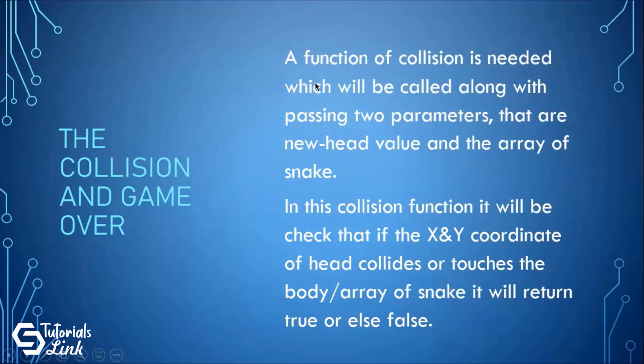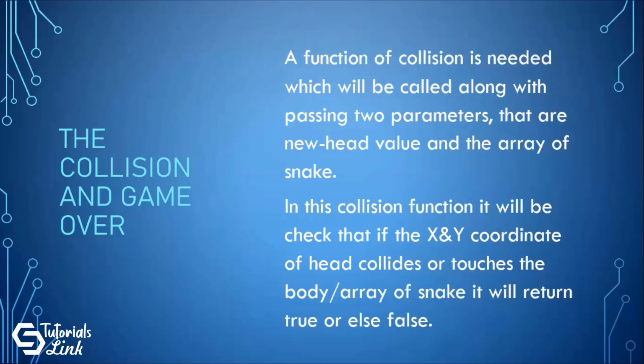The collision and game over. A collision function is needed, which we will call while passing two parameters: the new head and the array of the snake. Why do we pass the new head value and the array of the snake? It is very simple: we have to check the value of the new head against the snake array so that we can determine whether it is colliding with itself or not.